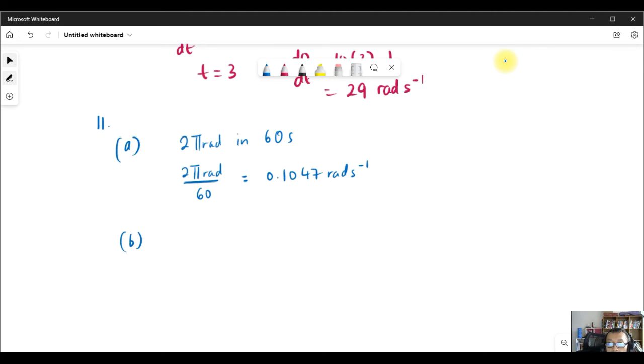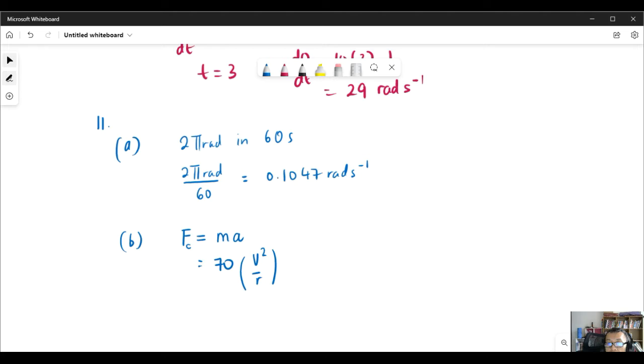And for B, calculate the centripetal force experienced by X. Centripetal force, okay, Newton's second law of motion. Centripetal force is equal to mass times the centripetal acceleration. Mass is 70 kilogram, and the formula for centripetal acceleration is v squared over r. Okay, v is the velocity, r is the radius.